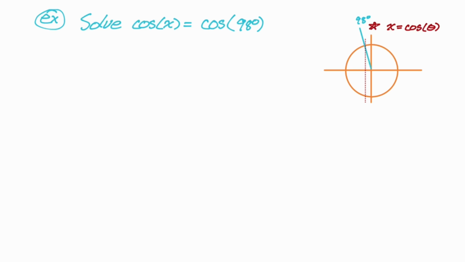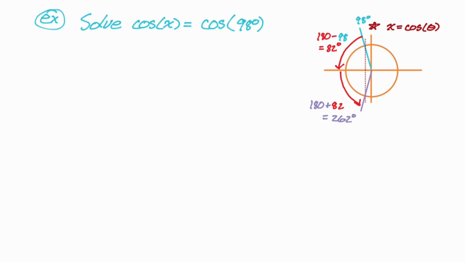Now what I'm going to do is find a reference angle. In quadrant 2, the reference angle is 180 minus the angle. So I'm going to do 180 minus 98 to get 82. So 82 is the reference angle. Now what I need is an angle in quadrant 3 that has an 82 degree reference angle. In quadrant 3, the actual angle is 180 plus the reference angle. So we'll do 180 plus 82, and that should give us 262.